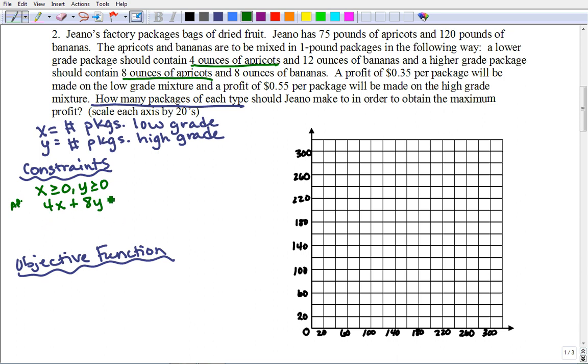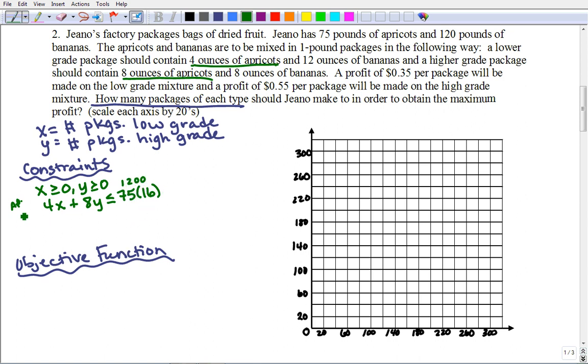So the amount that we use total needs to be less than or equal to what we have available. Well, we have 75 pounds. But notice that the packages are in ounces, so we need to switch that to ounces, so we'll multiply it by 16 ounces. So 75 pounds times 16 will convert it to ounces, which if you wanted to, that's just 1,200 if you wanted to multiply that out.